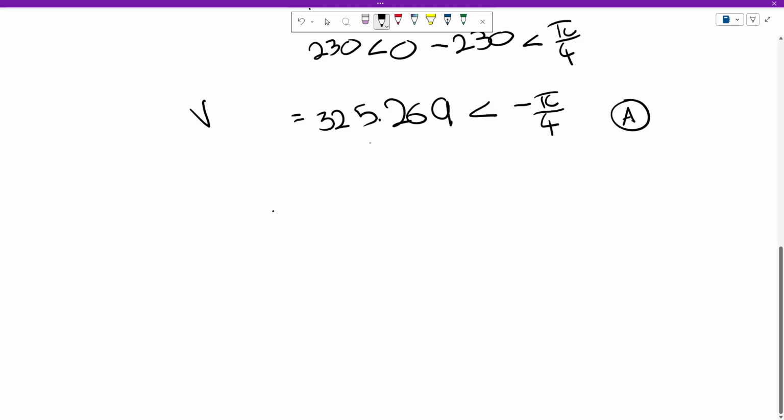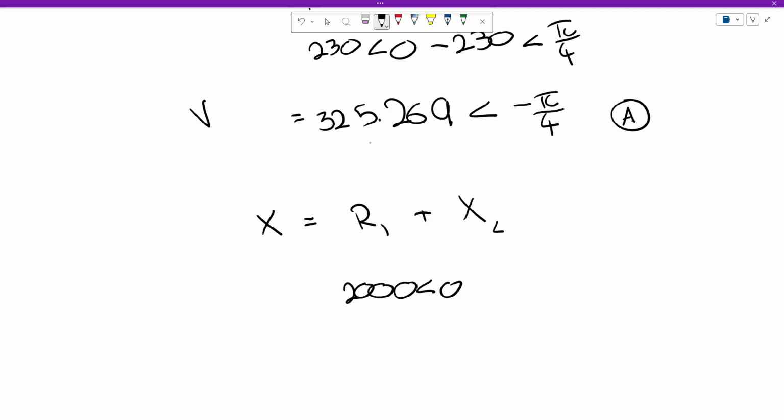So the total impedance, X, will be the resistor, R1, plus the reactance of the inductor. Now, the resistance R1 is 2000 at an angle of 0 degrees. And the reactance of the inductor is going to be 2 pi f, or in this case 100 pi, times the inductance, which is 0.6. And now this is important. If you have an inductor, it'll be at an angle of positive pi over 2.